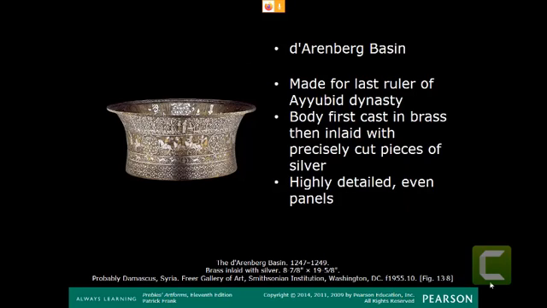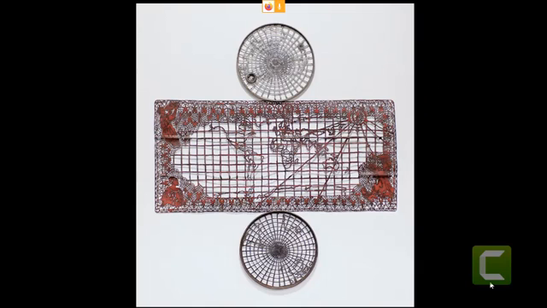The Arenberg Basin, 1247 through 1249. This is actually made from brass. Of course, brass is one of the metals used in creating these types of objects, things like instruments and plates. Very highly detailed. And so now let's take a look at this work of art here.